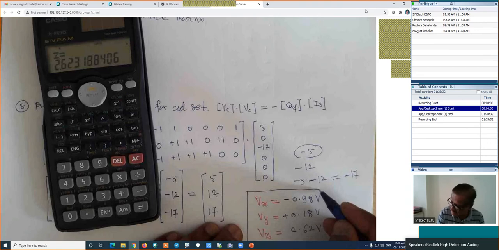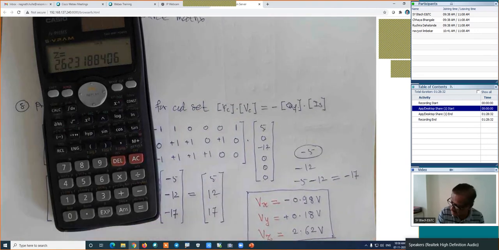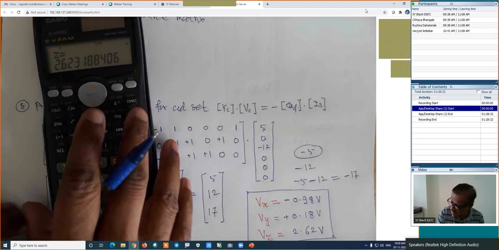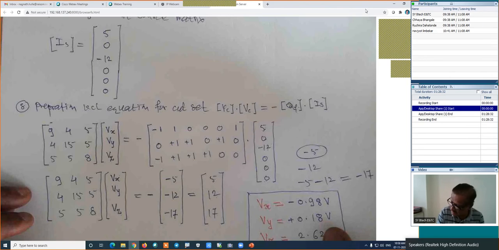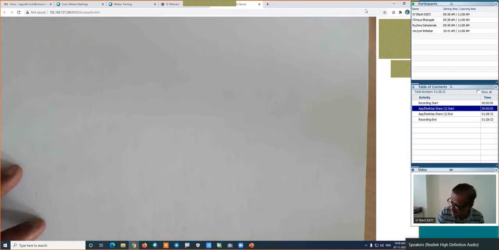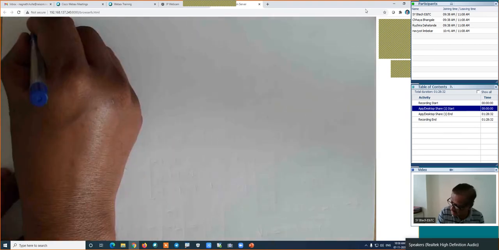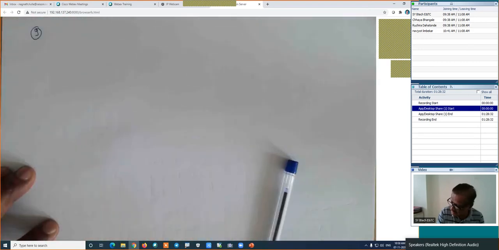Sometimes a problem may go only up to this: calculate the cut set voltages, and it will end here. But in this case, our question is to calculate the branch voltages and branch currents. So we are interested in the calculation of the branch voltages and branch currents. The next step is the calculation of the branch voltage, which is point number 9. I will show how that calculation is done.